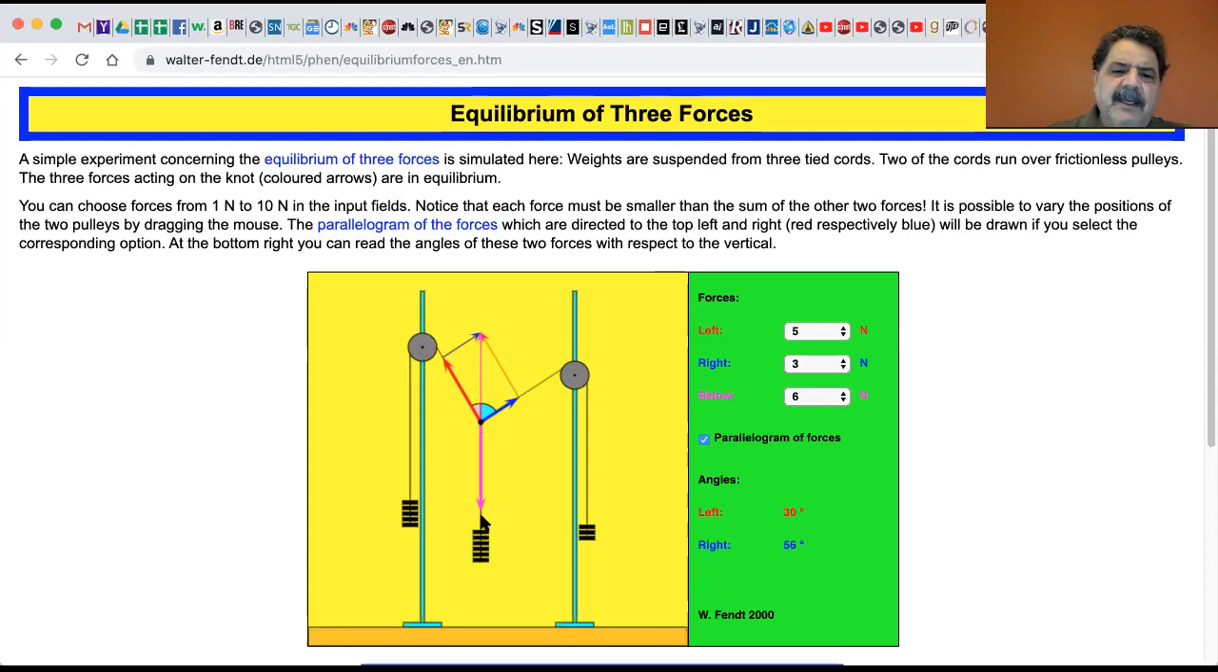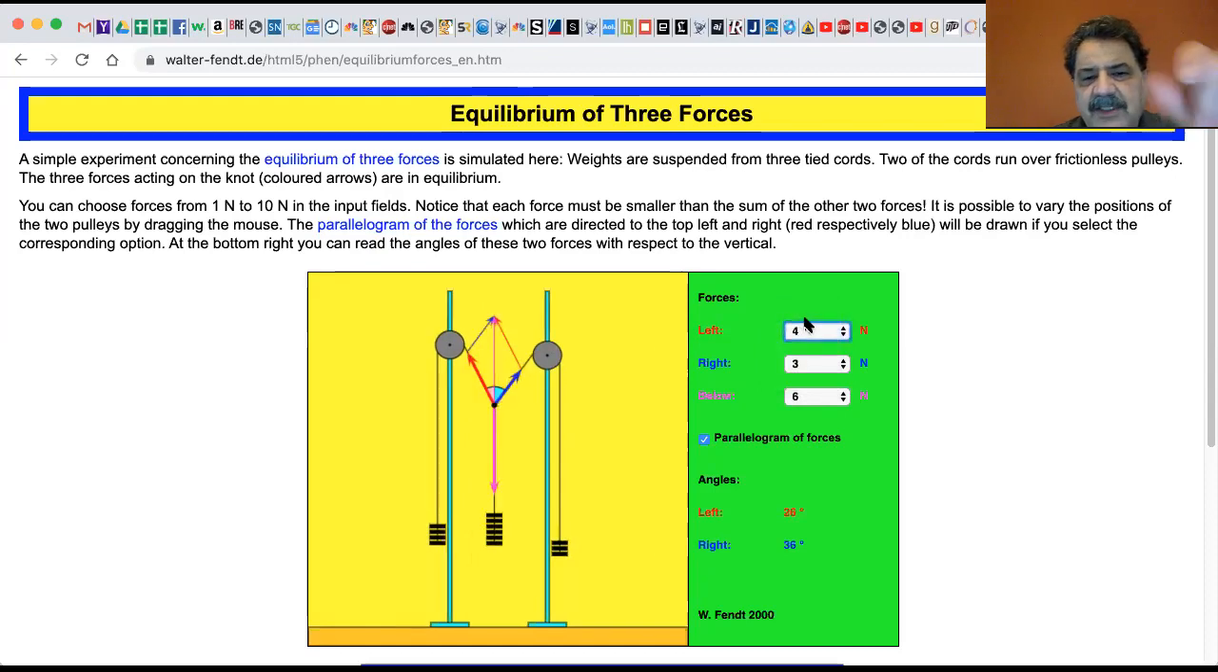This pink line is the equilibrant. You can see the red arrow is one force, the blue arrow is another force, and they are a force going up. Well, the equilibrant is a force going downward. And so you can change that a little bit. And now you can see the equilibrant has changed. So you can play with that one. I've included that one on the assignment.